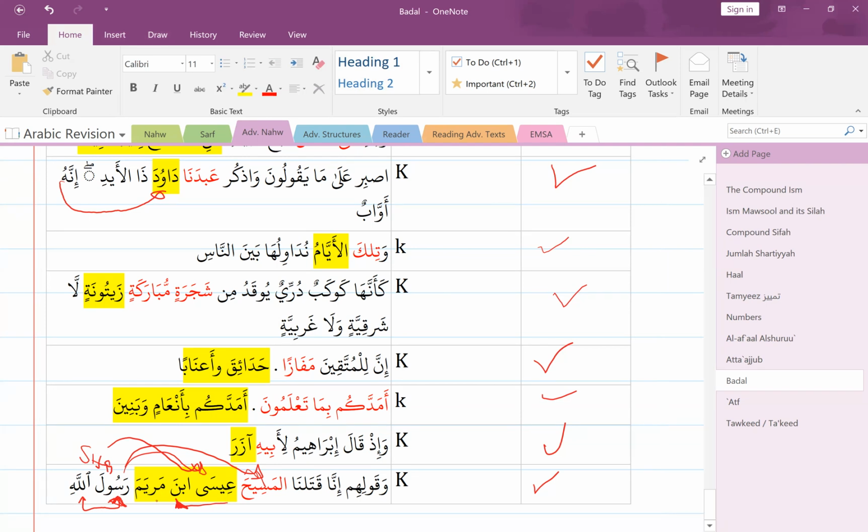Or you can say that Isa Ibn Maryam is sifa. Yes, that's also possible. But it can also be atf bayan, because Isa Ibn Maryam is usually taken as atf bayan, because it's clarifying Isa. Yes, definitely. So when you have badal al-kull, most likely atf bayan is like a given.